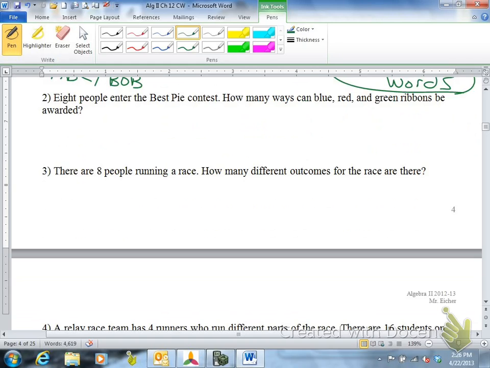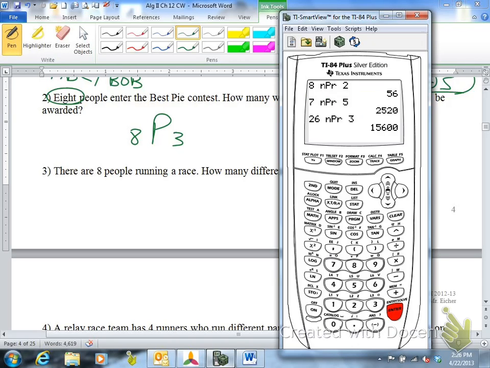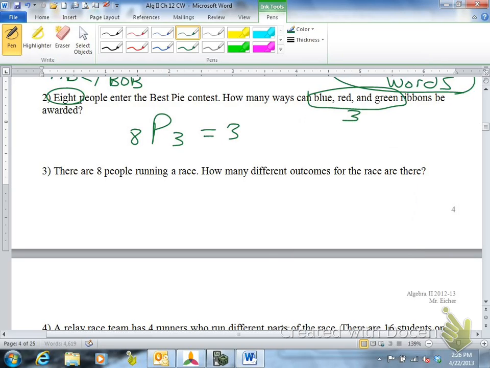8 people enter a best pie contest. How many ways can blue, red, and green ribbons be awarded? You have 8 people. You have 3 awards, and the order matters. Whoever wins first can't win second. So you have 8 permute 3, and the answer would be 336. 336 ways to award ribbons.